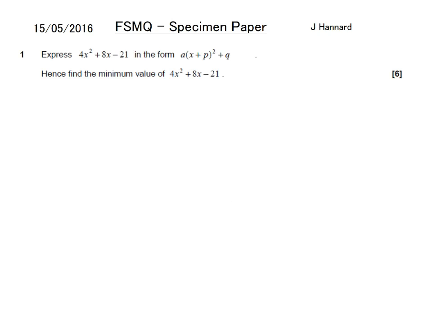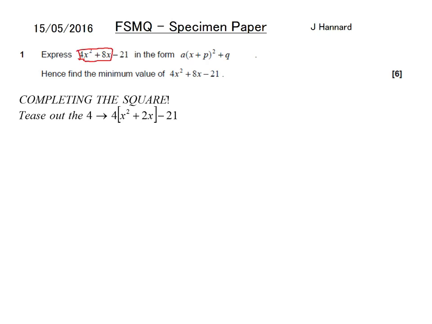Express 4x squared plus 8x minus 21 in the form a brackets x plus p, close brackets all squared plus q, and hence find the minimum value. Well, it's completing the square. And the way I like to complete the square here is tease out this 4 first, because we're just focusing on this piece of algebra here. We'll leave the minus 21 alone for a bit.